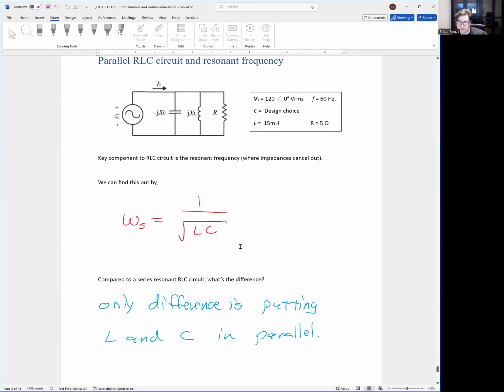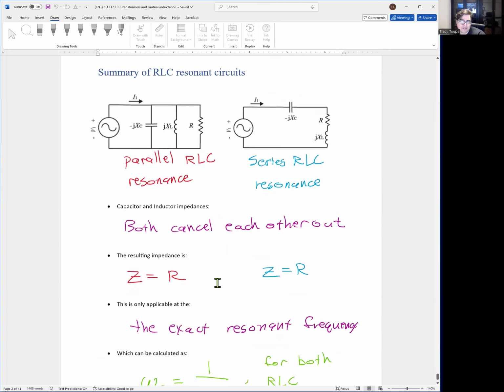So compared to a series resonant RLC circuit, is there any difference? The only difference is you put the L and C in parallel for parallel RLC resonance, and for series RLC resonance, you put the inductor and capacitor in series. But the math is exactly the same, because technically it doesn't matter where the capacitor and inductor are. As long as they're nearby, they're going to cancel each other out every time. Okay. And so that's pretty much RLC resonant circuits.